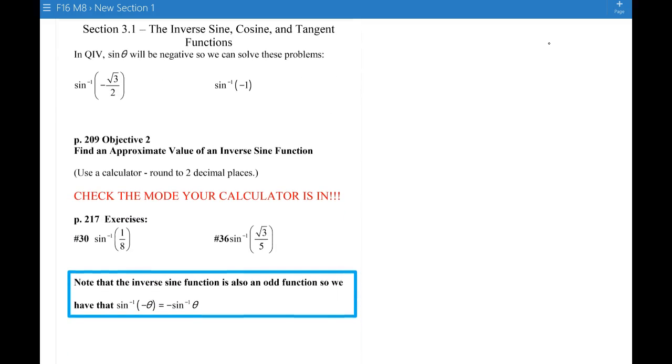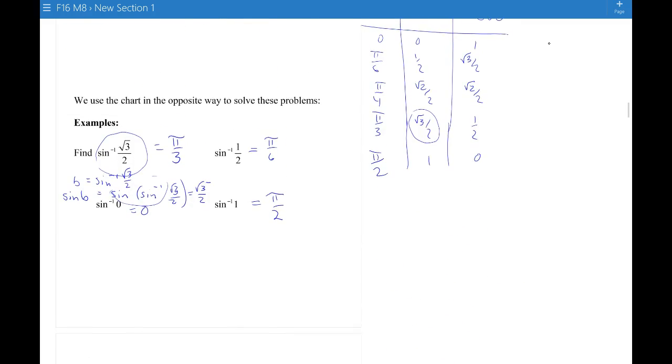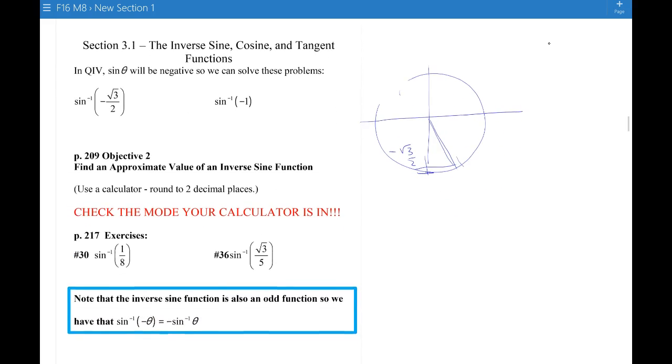So in quadrant 4, the sine will be negative, but we can still solve these problems by thinking about reference angle. And if the sine is negative root 3 over 2, then we can still use our reference angle in our chart and say, oh, that must be negative pi over 3. And we have to write it as negative pi over 3 because this answer must be between negative pi over 2 and pi over 2.